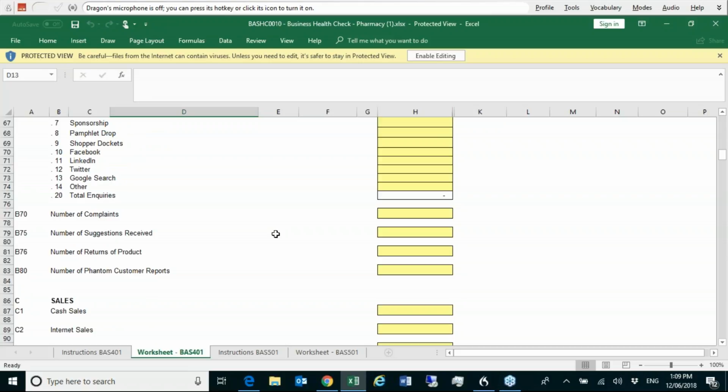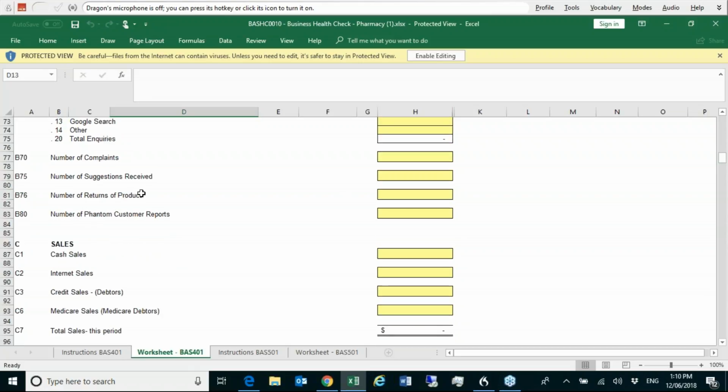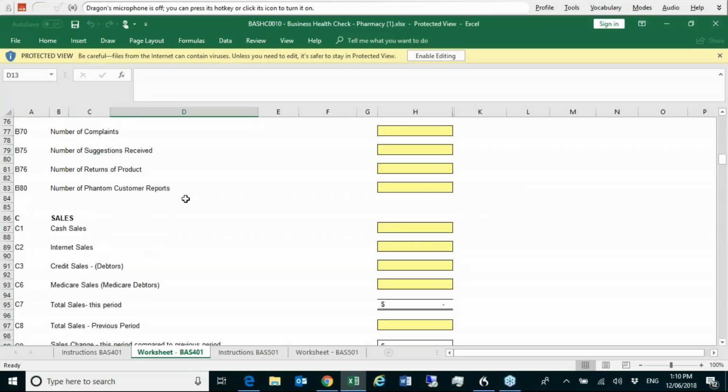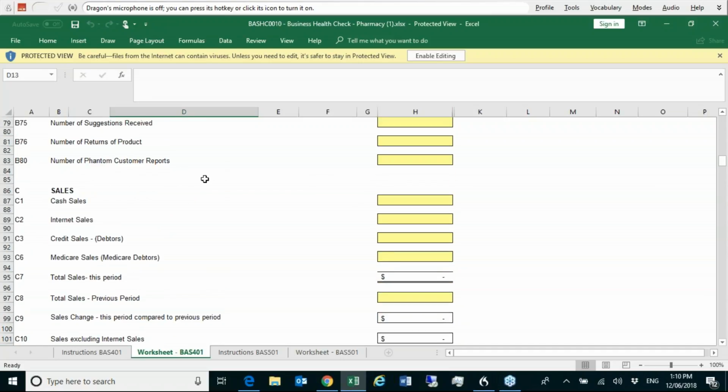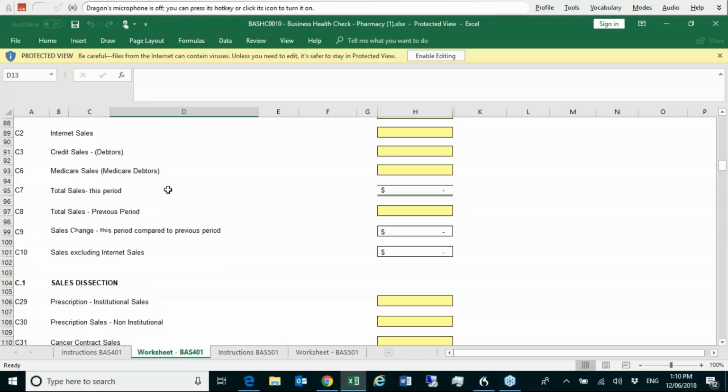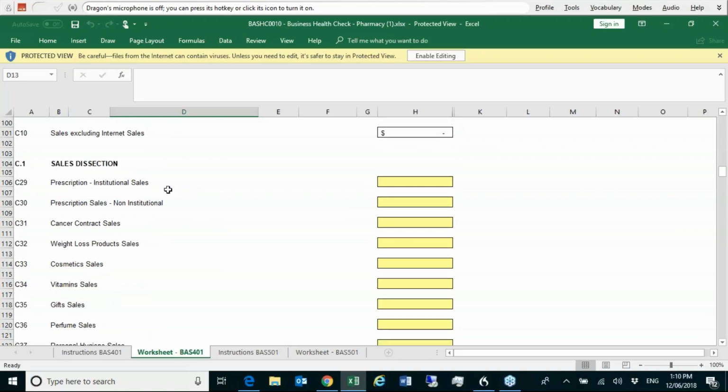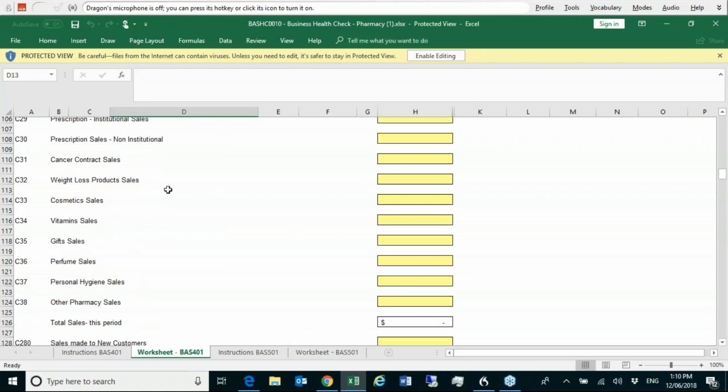So you'd make this form available to the client early in the year if they haven't participated before. Start them from July 1 so they start keeping the information and can get some real feedback. We want to know number of complaints, suggestions, number of returns of products, how many phantom customer reports they got. We then want sales dissected into various components and then for what it relates to.